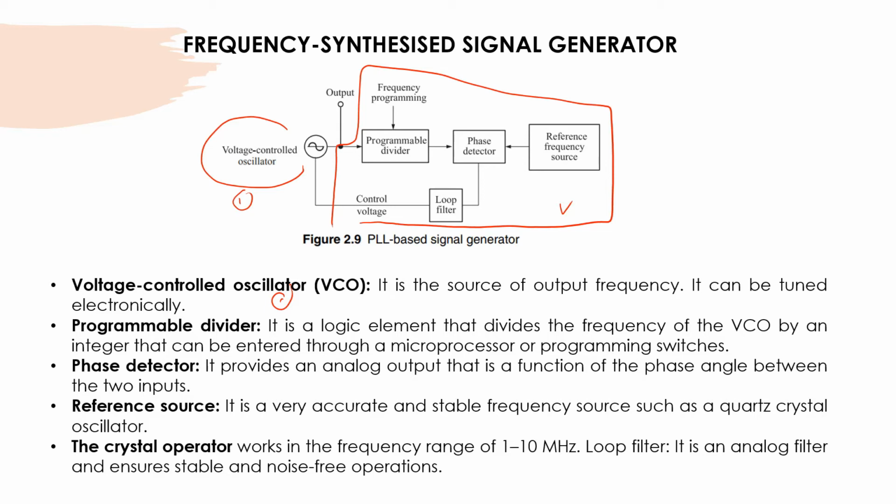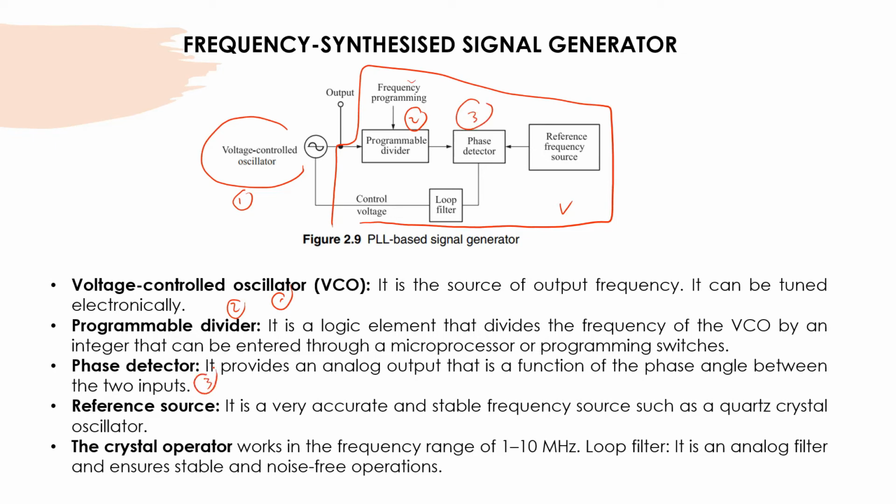And then number 2 is the programmable divider here. It is a logic element that divides the frequency of the VCO by an integer, so it can be entered through the microprocessor or programming switch. So we can divide the frequency from the VCO using the programmable divider, using the frequency programming here. And then we have the phase detector, number 3 here.